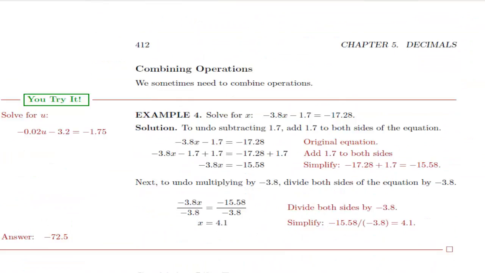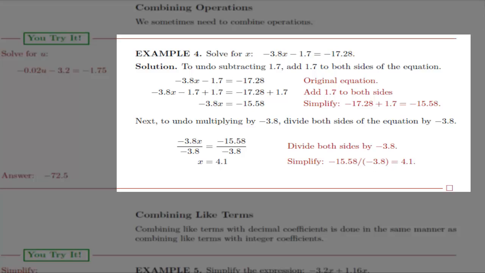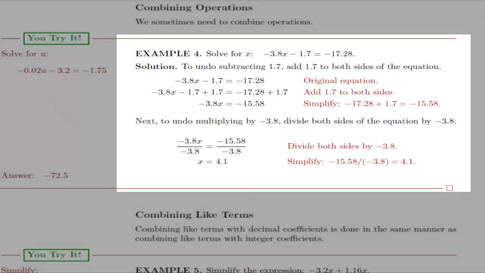Combining operations. We sometimes need to combine operations. Example 4. Solve for x in the equation negative 3.8x minus 1.7 equals negative 17.28. Solution: to undo subtracting 1.7, add 1.7 to both sides of the equation. On the left, we have negative 3.8x minus 1.7 plus 1.7, which is negative 3.8x. And on the right, we have negative 17.28 plus 1.7, which is negative 15.58. Next, to undo multiplying by negative 3.8, divide both sides of the equation by negative 3.8. On the left, we have negative 3.8 times x divided by negative 3.8, which results in x. And on the right, we have negative 15.58 divided by negative 3.8, which results in a positive 4.1.